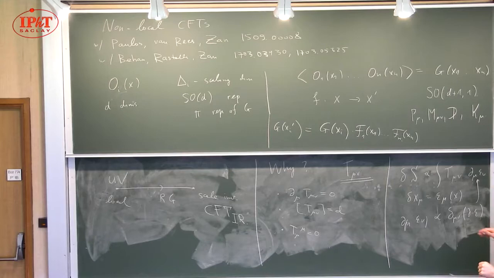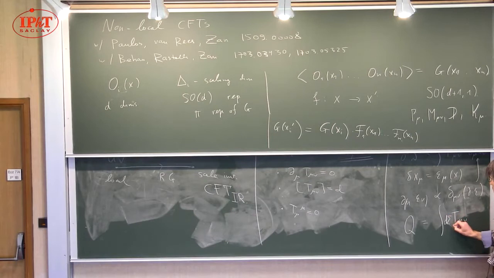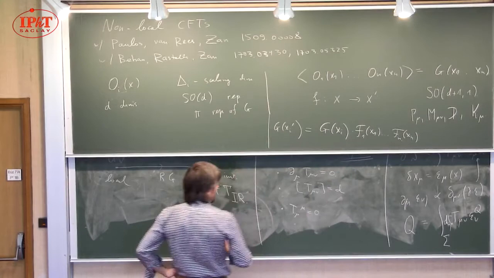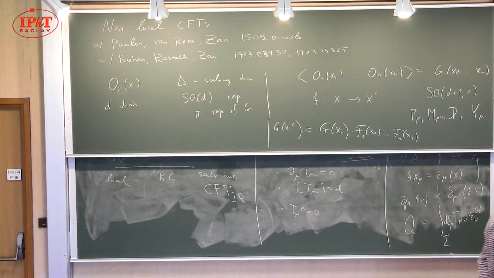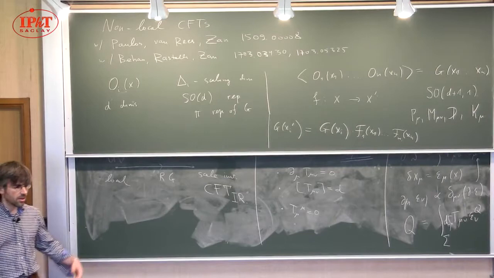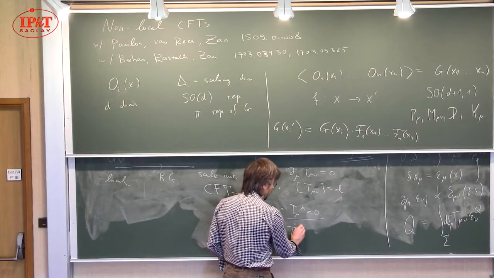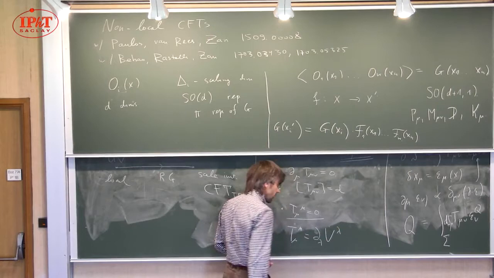So you construct the charge Q by integrating T_μν over some closed surface, and so on. I have to say a few words about this tracelessness condition. It is not automatic. In fact, if we only know that we have a fixed point of RG flow, which means that the theory is scale invariant, the theory might as well have been scale invariant if, instead of tracelessness, we had the condition T_μν equals a divergence of some vector field. This is enough for scale invariance.